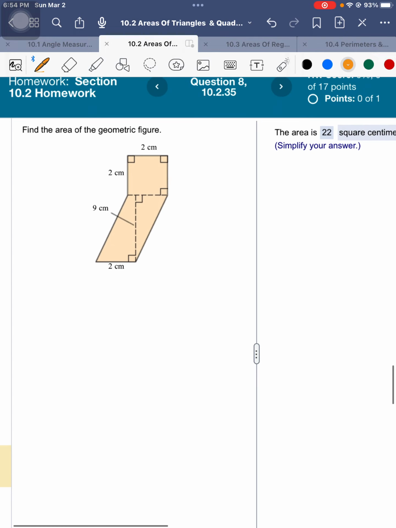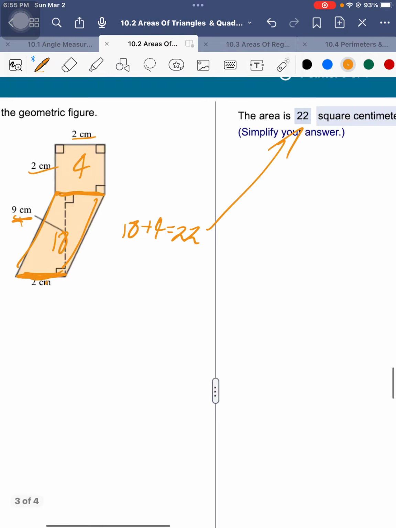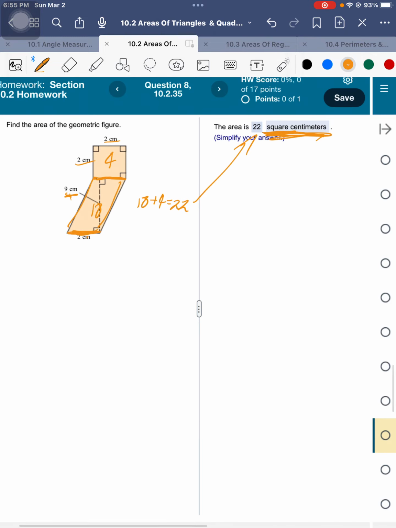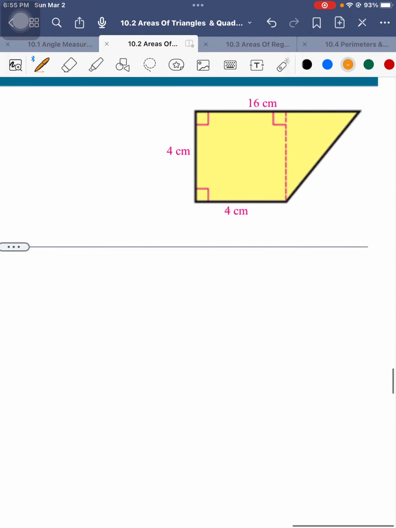Okay. What about this one? Okay. Find the area of the geometric figure. That just means it's concave. So, well, we've got to find the area of both figures. So what's the area of this figure? What's 2 times 2? 4. Okay. What shape is this? This looks to me like a parallelogram. So what is 2 times 9? That's 18. So what's 18 plus 4? That's 22. My area is 22 square centimeters, remember that, square. Okay. What is the area over here? Okay, cool. So once again, this looks like, isn't this just a trapezoid?